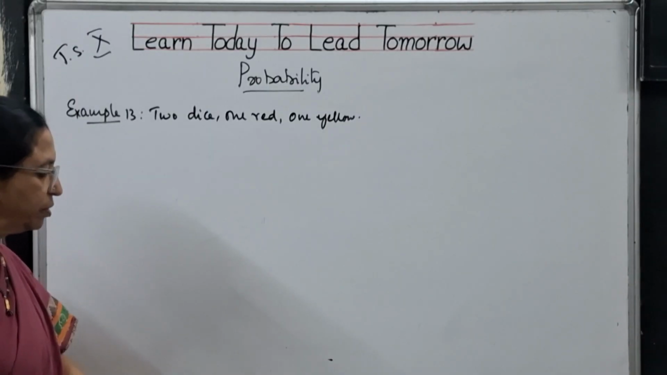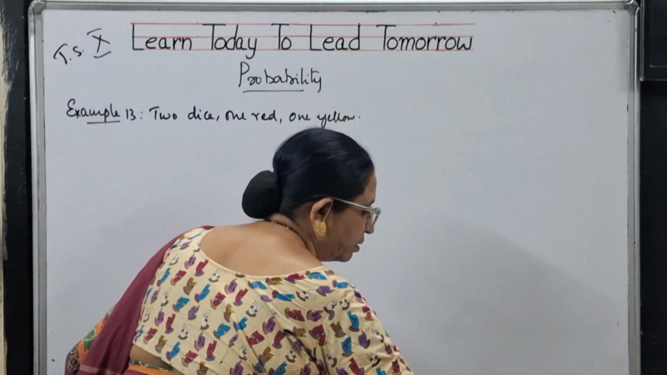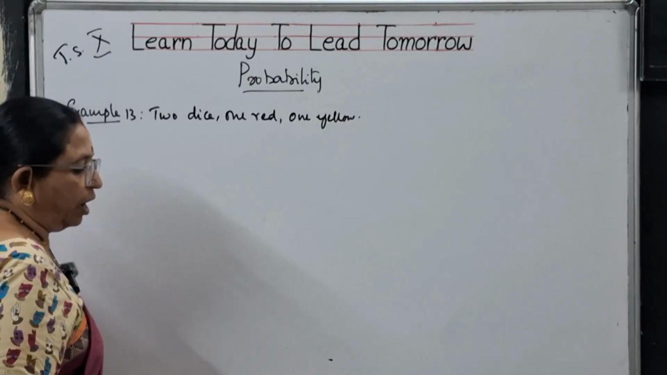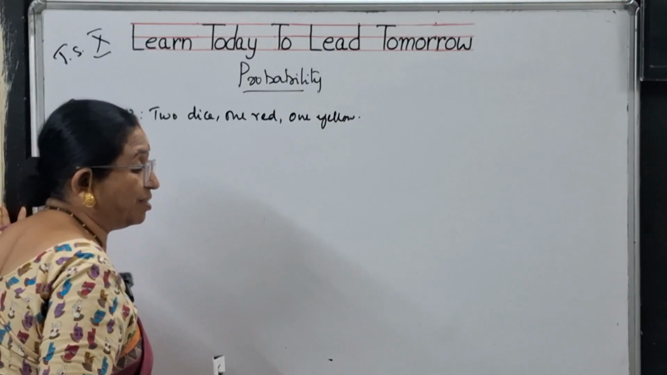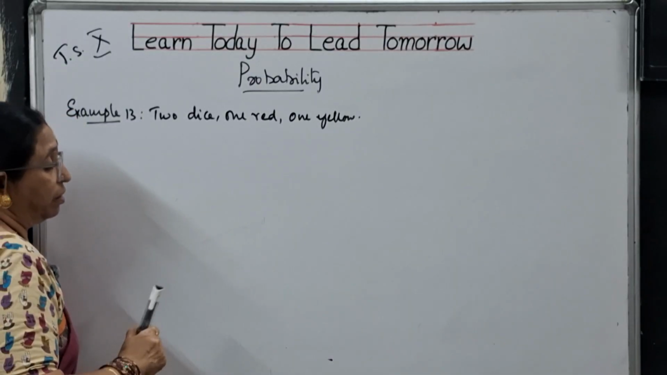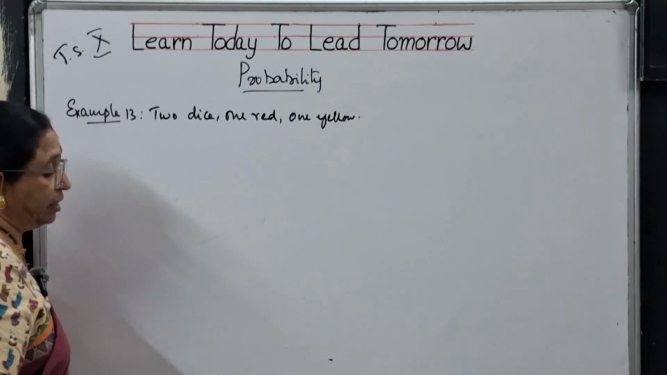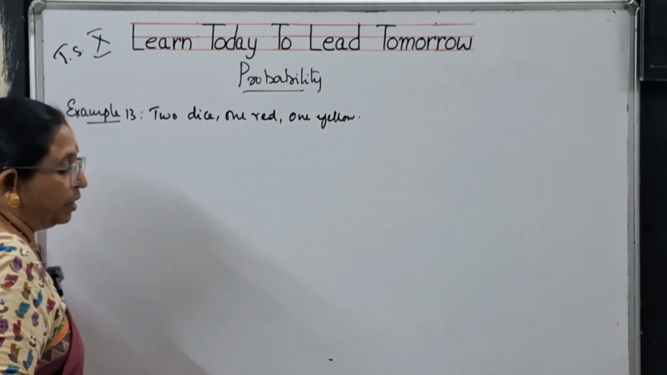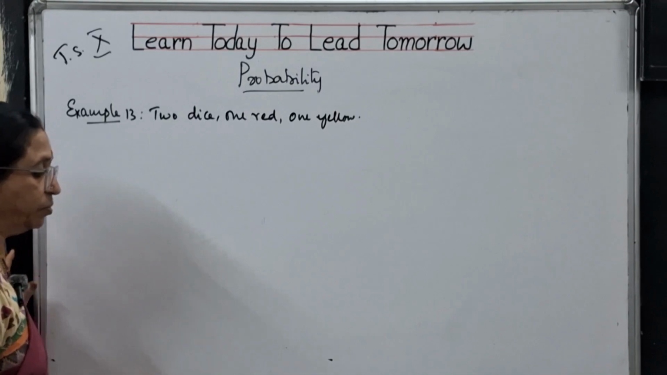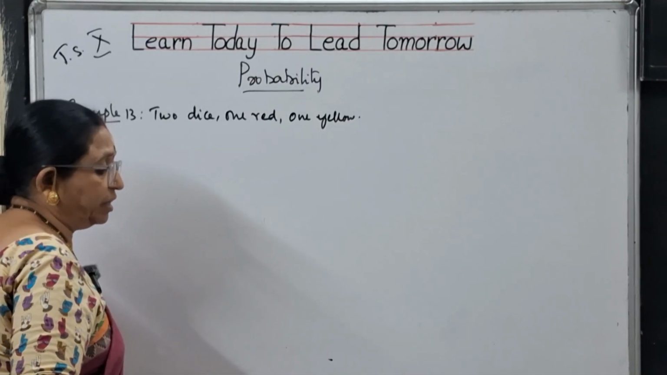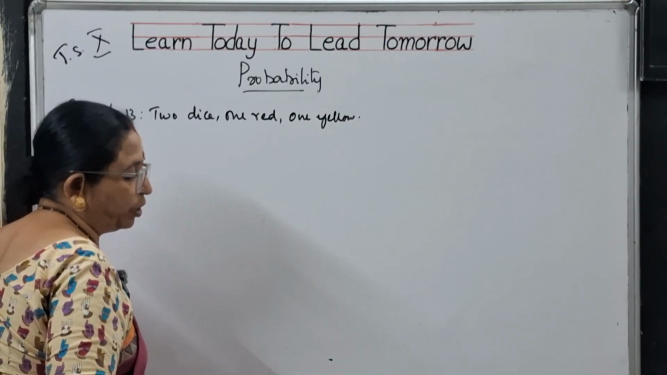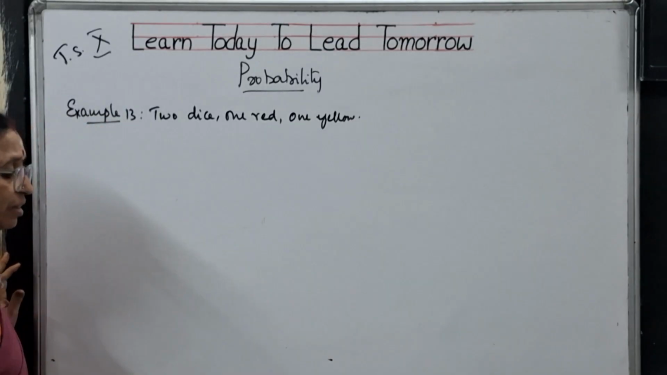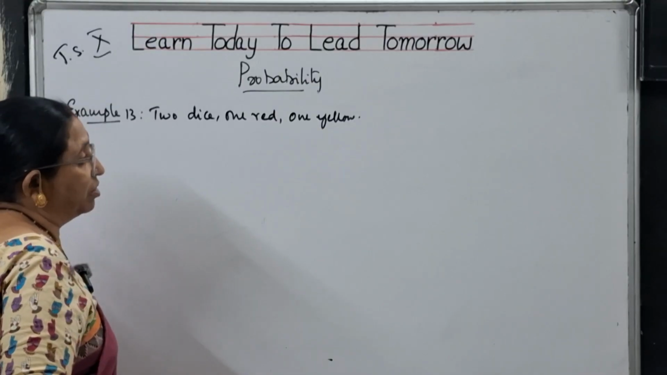Now, 13th example, children. What is this 13th example? Two dice, one red and one yellow, are thrown at the same time, just like how we had two coins tossed at a time. Here, two dice are thrown at a time. Write all the possible outcomes. What is the probability that the sum of the two numbers appearing on the top of the dice is 8, or 13, or less than or equal to 12?